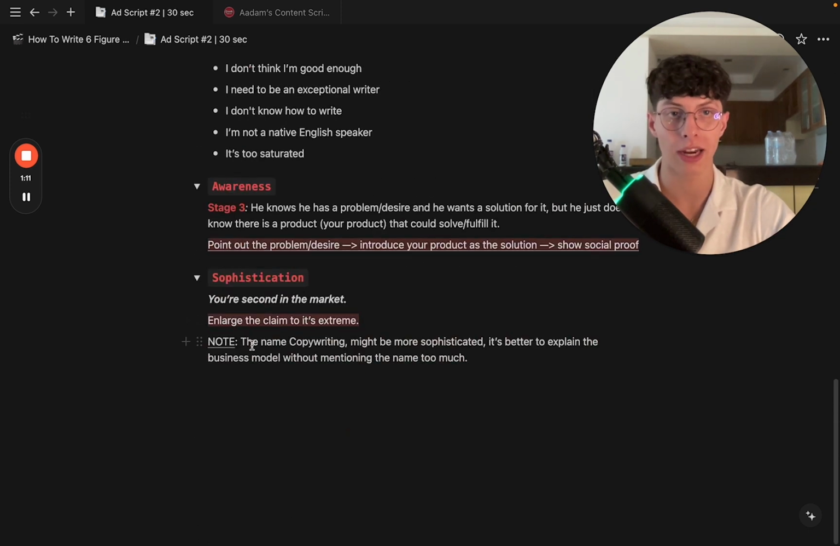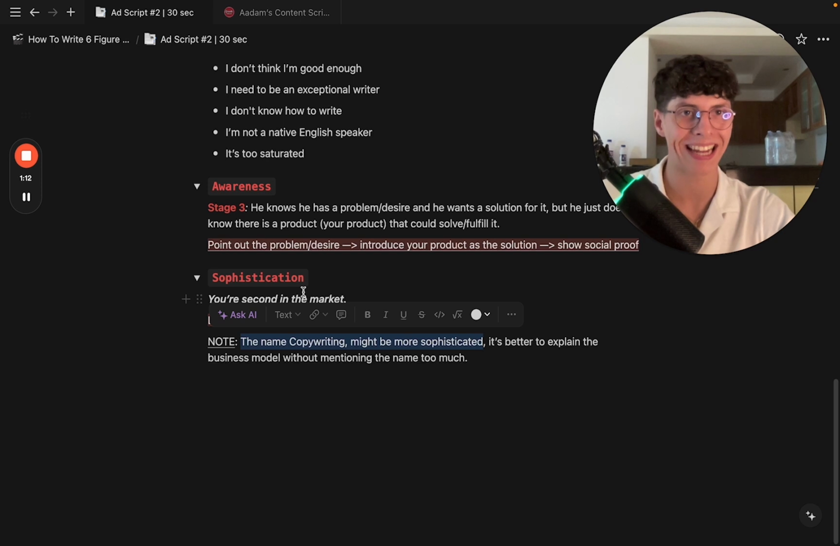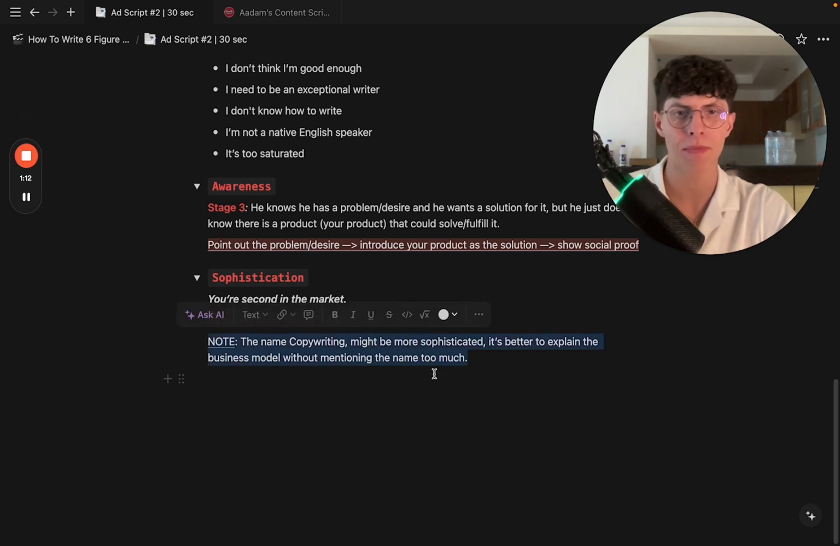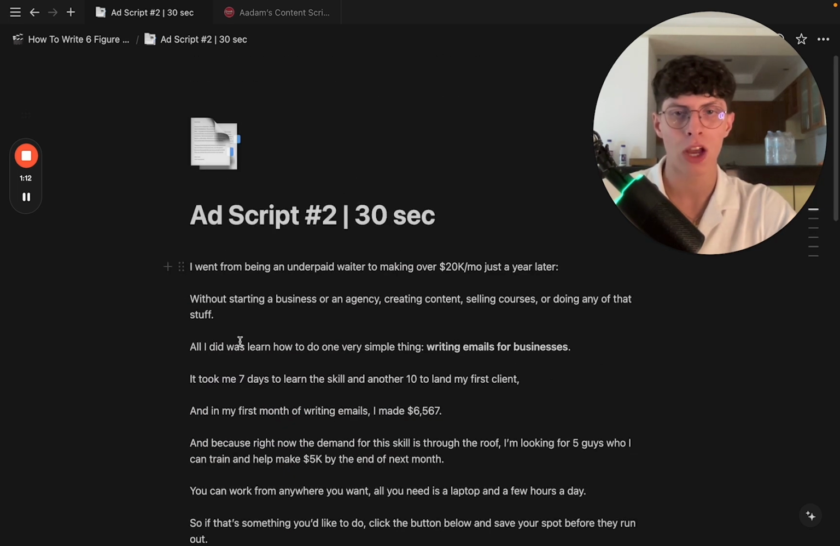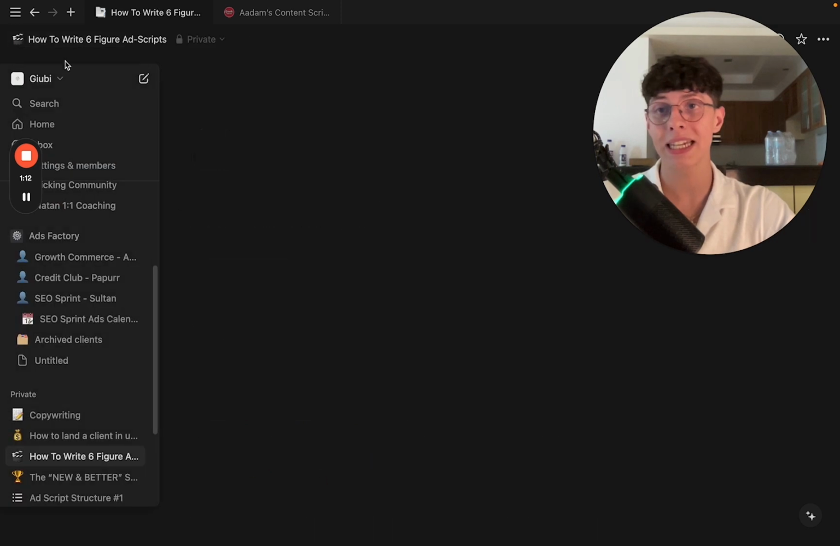And the only thing that I noted here is that the name copywriting might be more sophisticated than 2. Some people might be more sophisticated if they hear the word copywriting. So that's why it's better to explain the business model without mentioning the name too much. That's a note I put myself before writing this ad, and that's why I didn't say doing one simple thing, copywriting. No, because it doesn't sound new at all. I put writing emails for businesses. And that is what it is. Very, very simple. Okay? So that said, that basically is the end for this video.